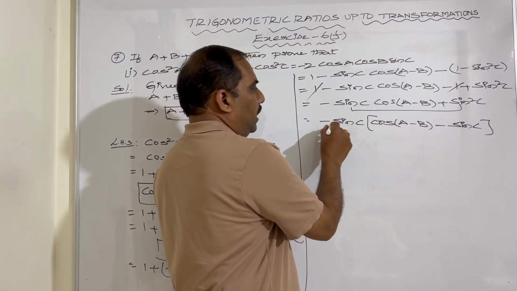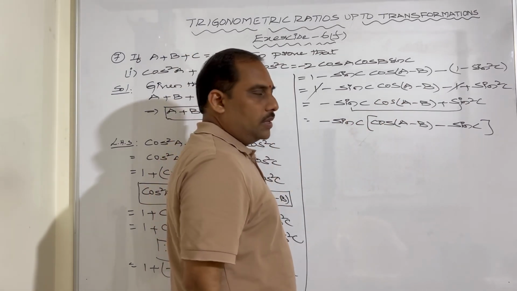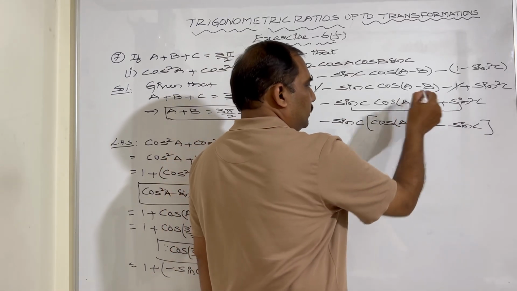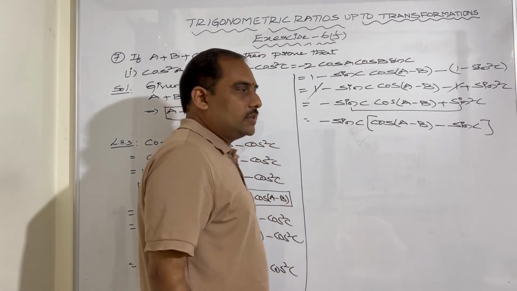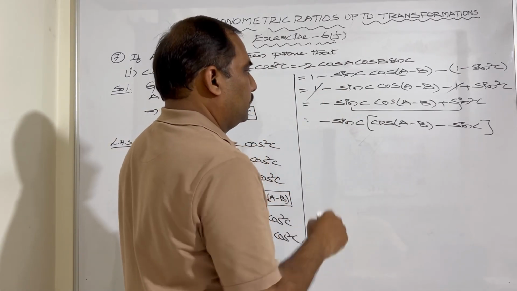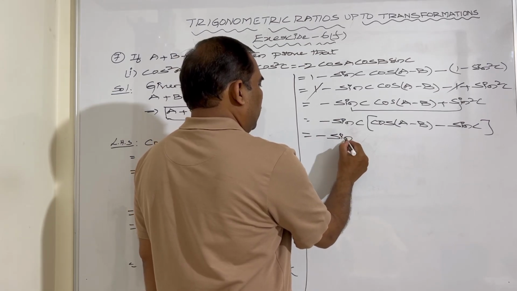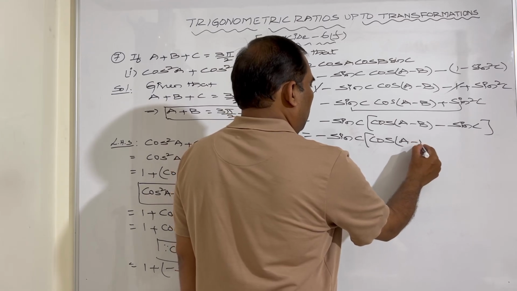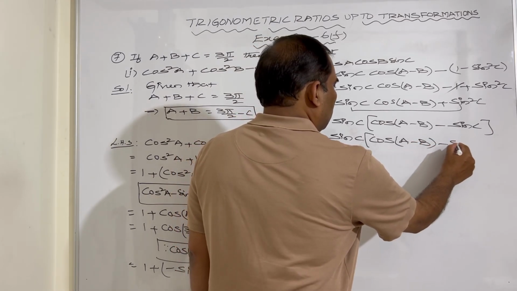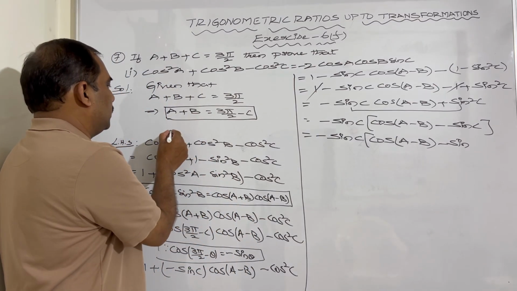Now if you multiply here, this is minus sin c into cos of a minus b, and minus into minus is plus, sin c into sin c is sin square c. See, same term we get. So now which is equal to minus sin c, writing as it is, into cos of a minus b, and minus, so this is sin, again come to the same condition.